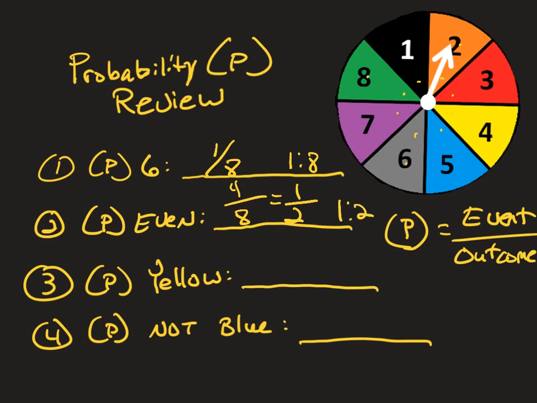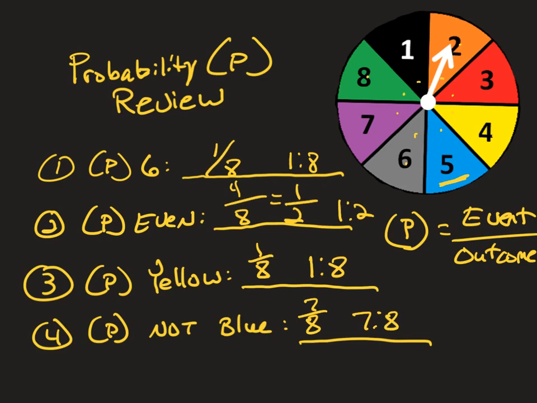We can also use colors with the spinner. There is 1 yellow out of 8 possible colors. So the probability would be 1 over 8 again, or 1 to 8. And question 4 says, what's the probability of ending on something that is not blue? So I see there is 1 blue, so 7 would be not blue. So the probability would be 7 over 8, or 7 to 8 in ratio form.